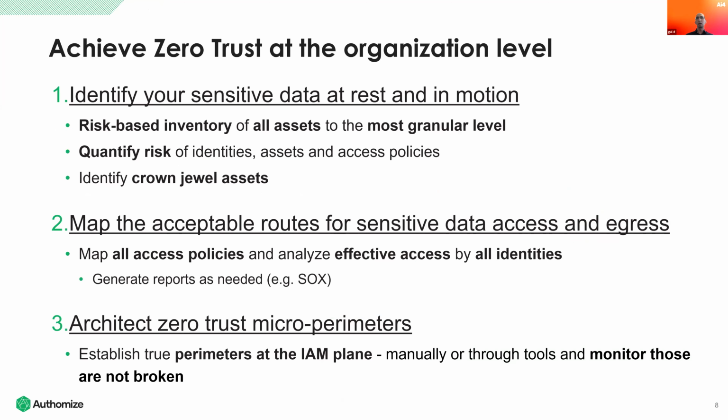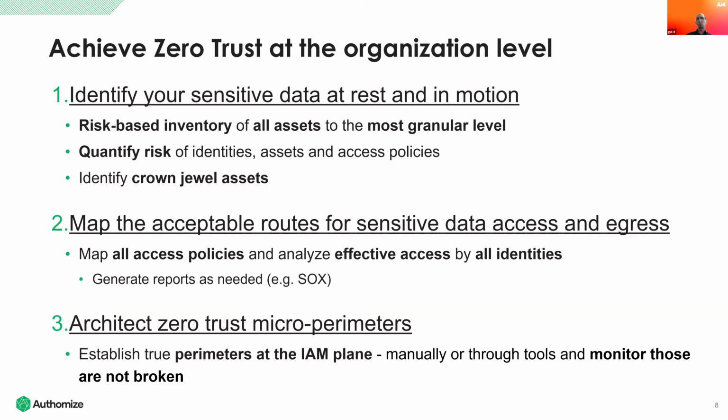Our goal is to help you achieve zero trust at the organization level. There's a classical guidance of the 5 steps to do that. The first step is identifying your sensitive data at rest and in motion. Authomize helps you get a risk-based inventory of all assets at the most granular level within your applications.